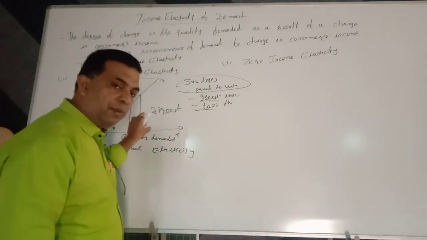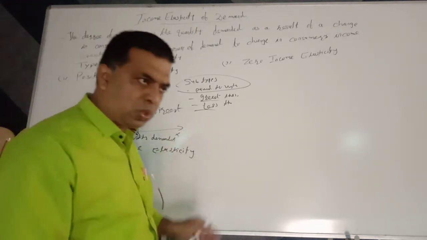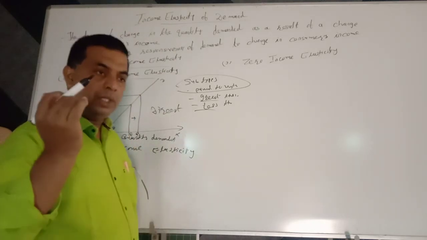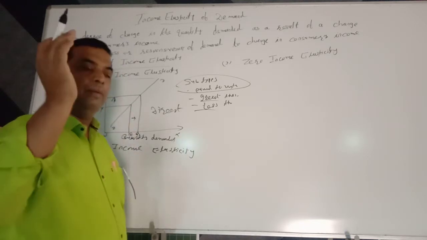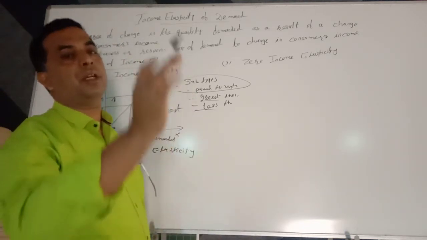So first type of income elasticity is positive income elasticity. For most of the goods, income elasticity is positive. A change in demand will be in the same direction as the change in income of consumer.